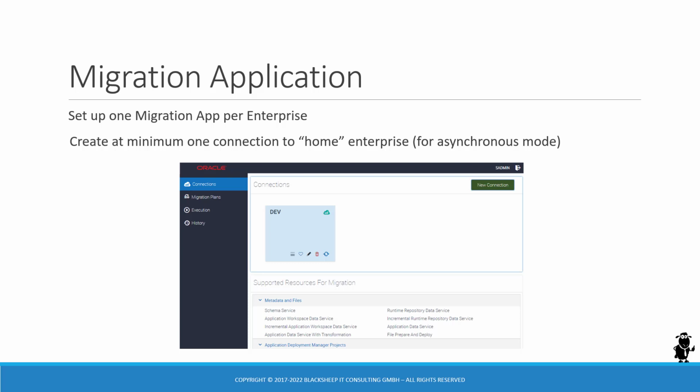Depending on your infrastructure, you might want to run the migration application on a one-to-one basis, like one per enterprise. And so you would create, for example, on a development environment, create and deploy the migration application, and create one connection pointing to your actual development enterprise. So it's the same enterprise, but there needs to be a connection.